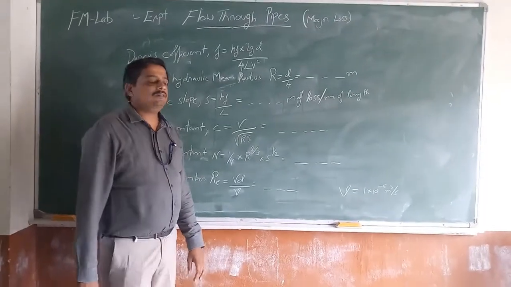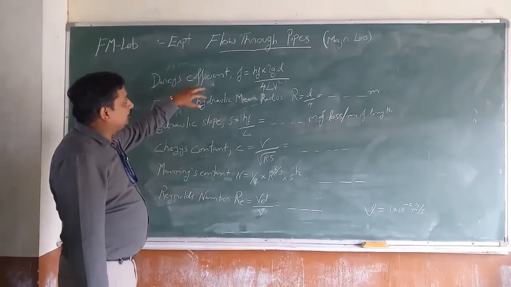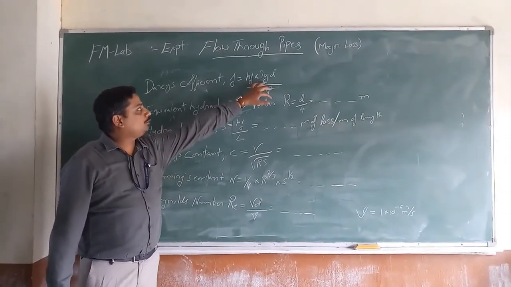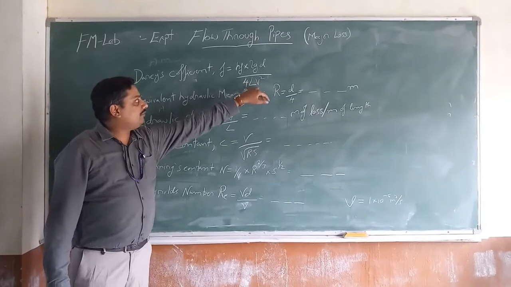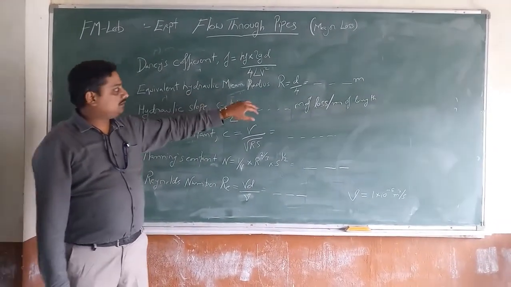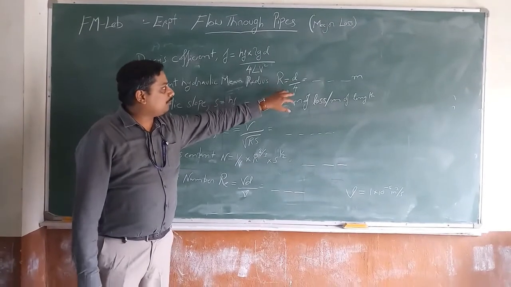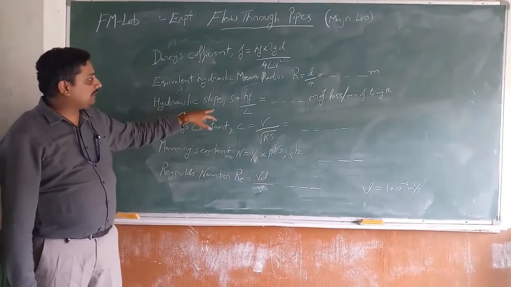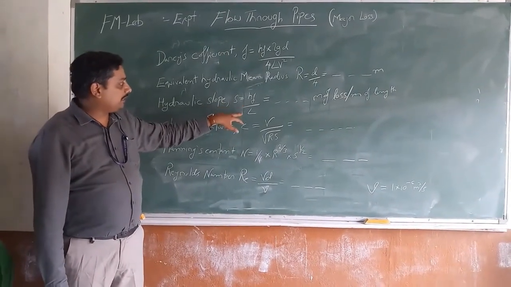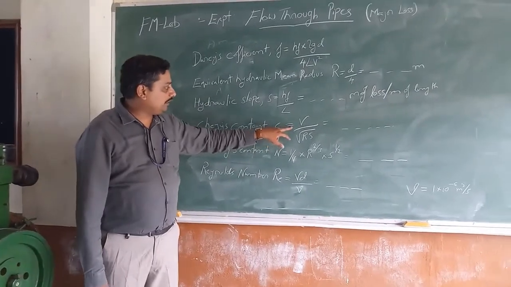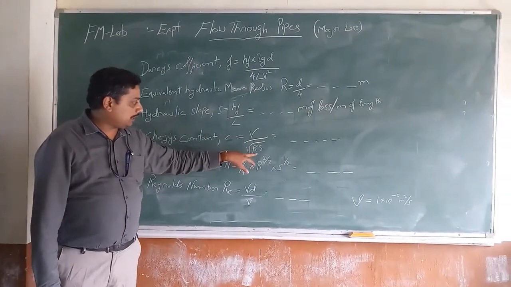Now in the second half of the calculation, we need to find Darcy's coefficient, which is given by f equals HF into 2gD divided by 4LV square. Then you need to find the hydraulic mean radius, that is R equals D by 4. Next you need to find the hydraulic slope, that is S equals HF by L. Then you need to find Chezy's coefficient, V equals C under root RS.